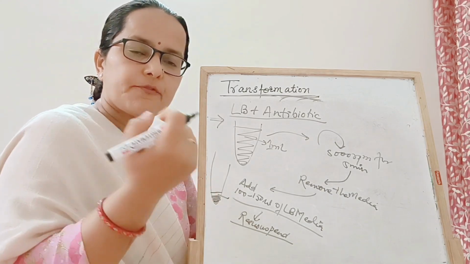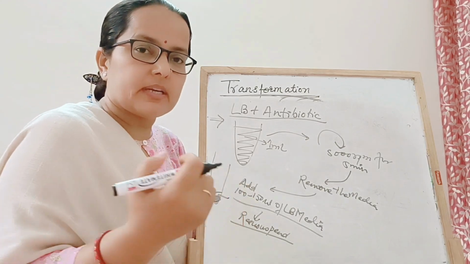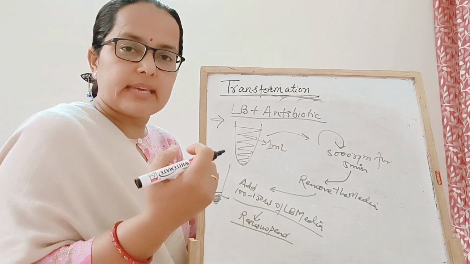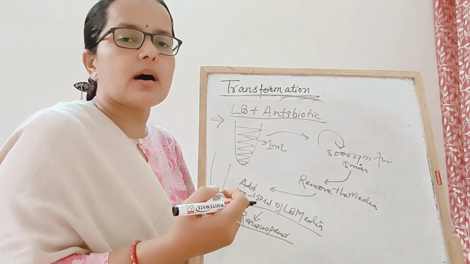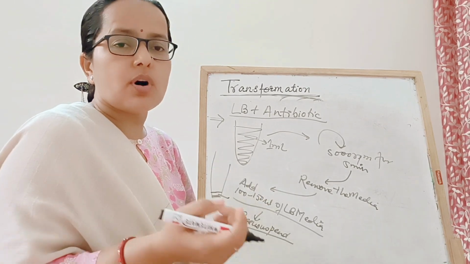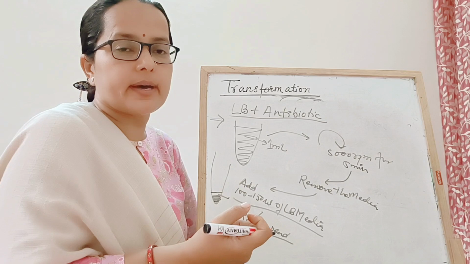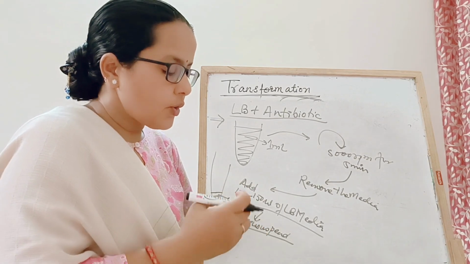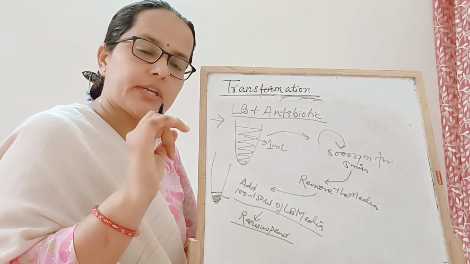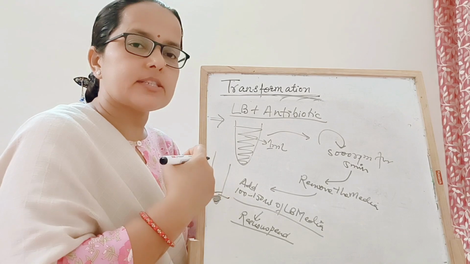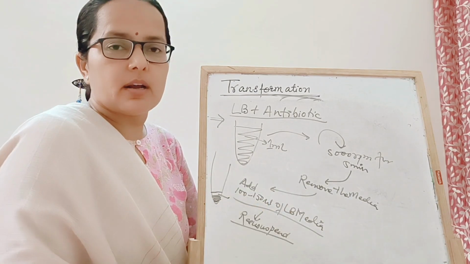आपने बहुत फोर्सफुली पाइपेट आपके सेल पैलेट को मिक्स नहीं करना है, because these competent cells or these transformants are very fragile, and you have to just tap it with the hand and mix it and just plate it out on the agar plate.